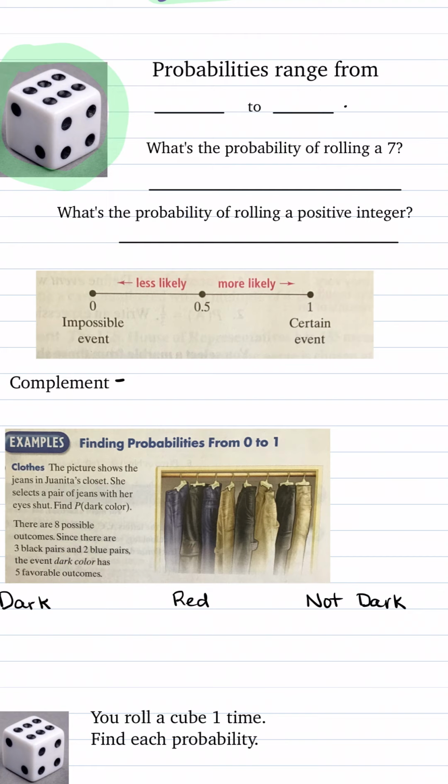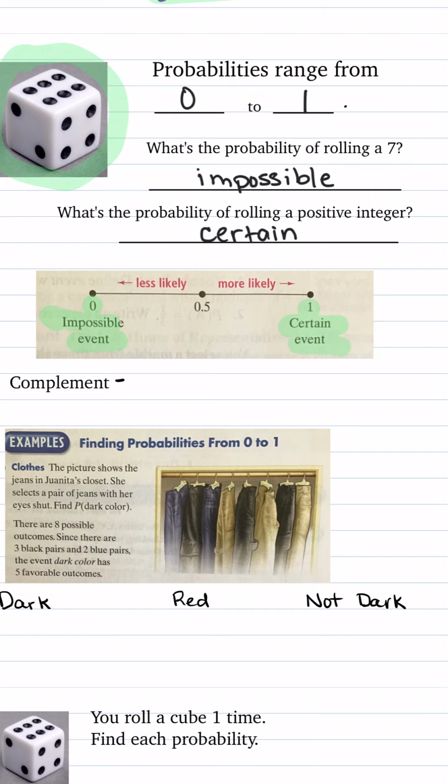So a few things we need to, ranges from 0 to 1. The probability of rolling a 7 is impossible. And the probability of rolling a positive integer is certain. It for sure should happen because half of the dice are even. So this little chart is showing you, right? So this is an impossible event, would be considered a 0. 1 is a certain event.